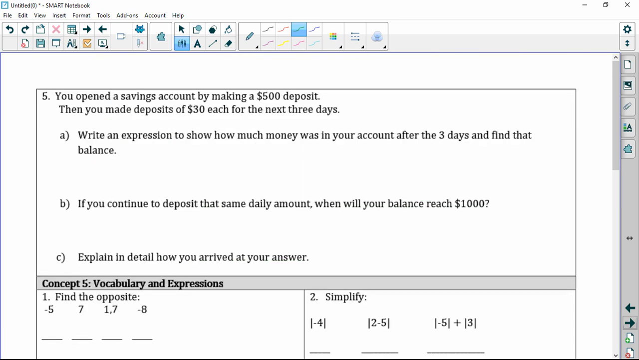And number 5 on that concept, you open a savings account by making a $500 deposit. Then you've made a deposit of $30 for the next 3 days. Write an expression to show how much money is in your account after 3 days. So if you had $500 that you put in plus $30 times 3 days, right? So that's 500 plus 90. So you have $590 after 3 days.